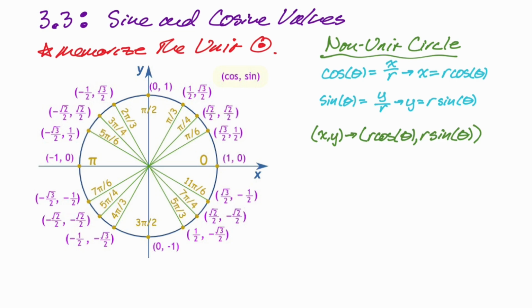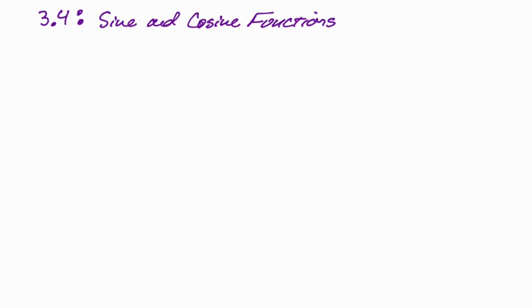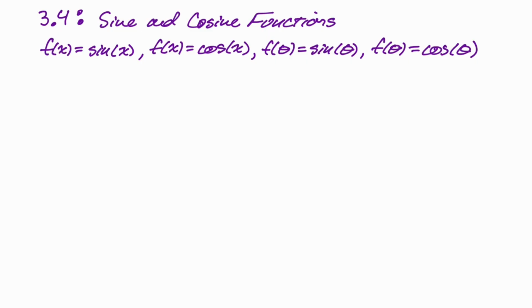Let's move on to section 3.4. Section 3.4 is about sine and cosine as functions, and so you might see them written in any of these ways. So x is typically the independent variable just in math, right?